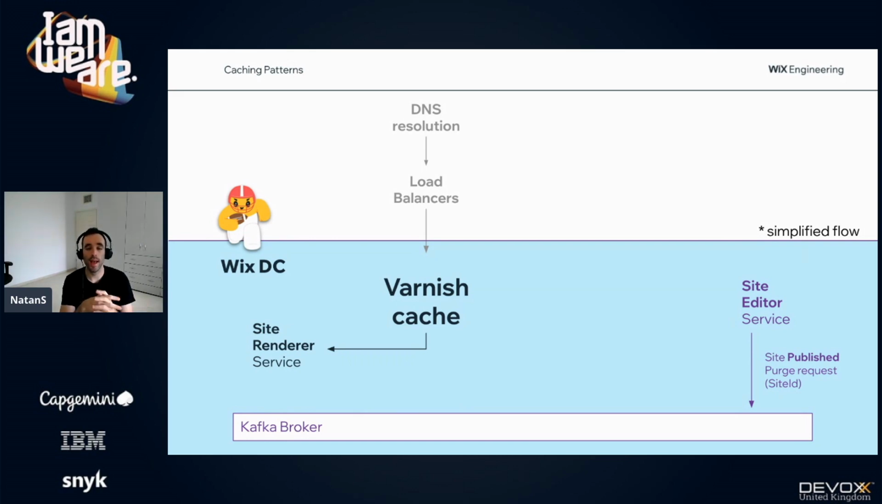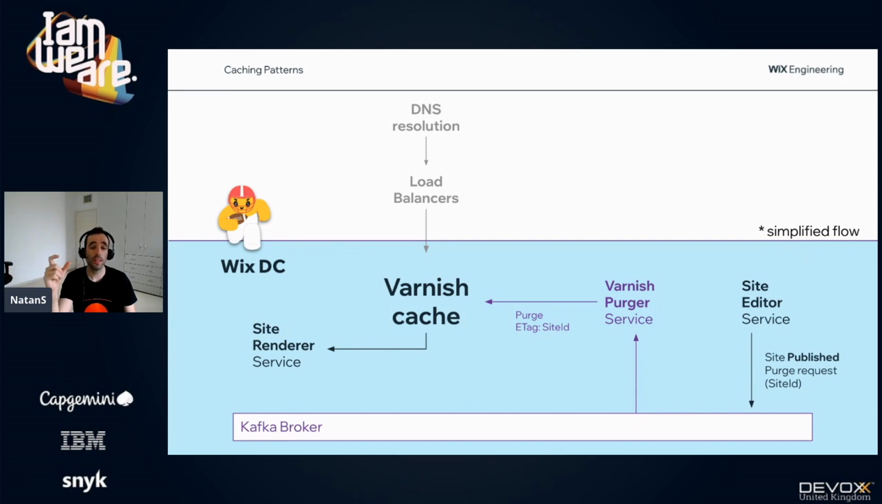So how we do that is that each component that publishes updates to the site, especially the editor services, when they publish a new site version, they emit a Kafka event that there is a site published purge request with the site ID. Then we have a dedicated Varnish purger service that gets this site ID in the event. And then it goes to all the Varnish caches and asks, hey, do you have a cache of this site ID? And if Varnish cache says yes, then it will get a delete request.